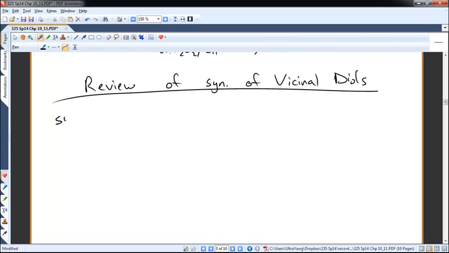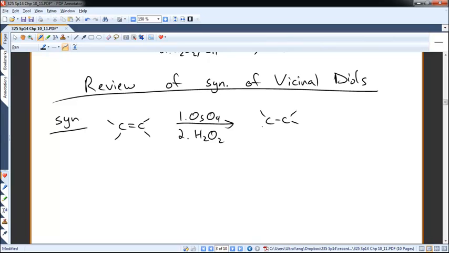Okay, so hopefully you unpaused the video and you came up with this. For a syn diol, where both alcohols are on the same side relative to each other, we know 2 ways. We can use osmium tetroxide, followed by peroxide to oxidize it off. And that will give us a structure that looks like this. Right, a syn diol.